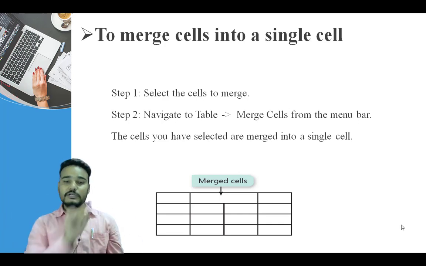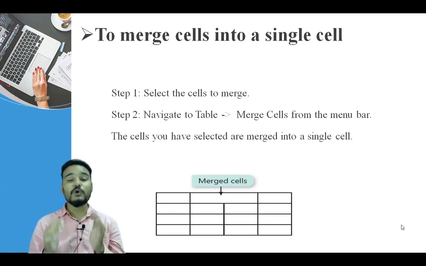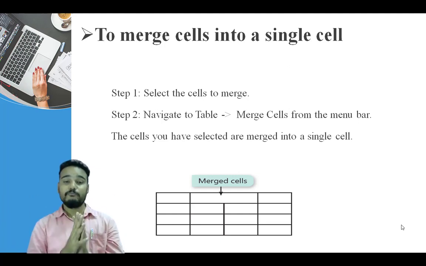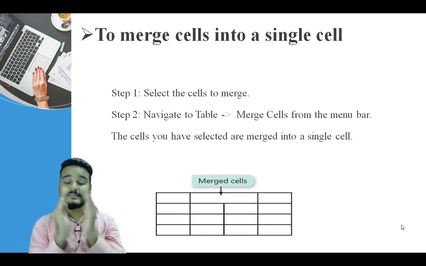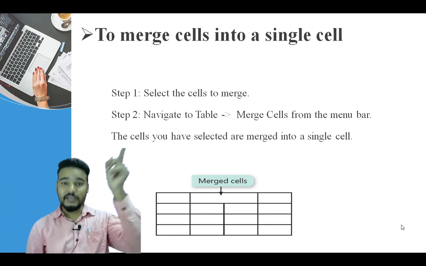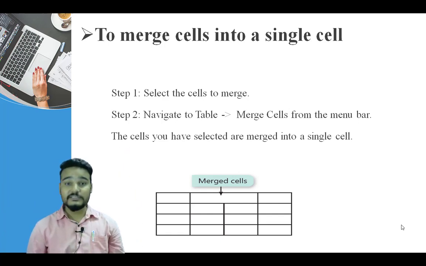So same way, select those cells that you want to merge or make one. We will first select those cells. We'll go to table menu, and then which option is there?